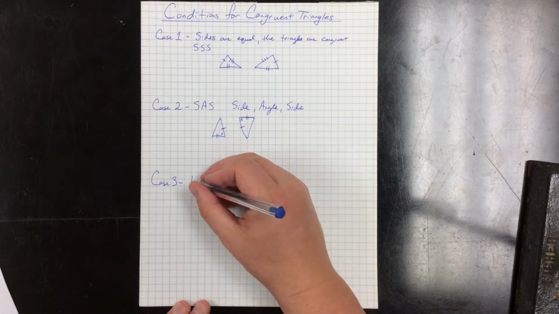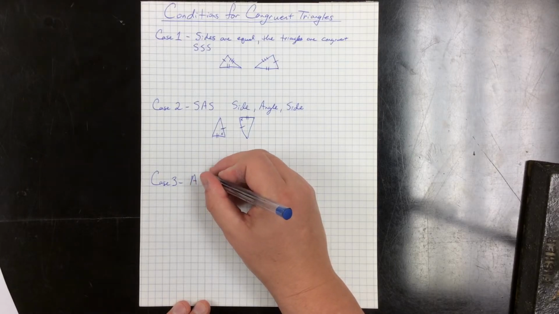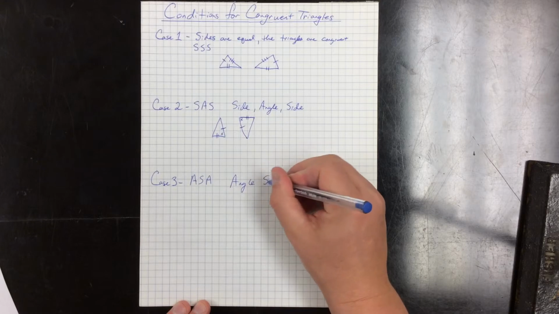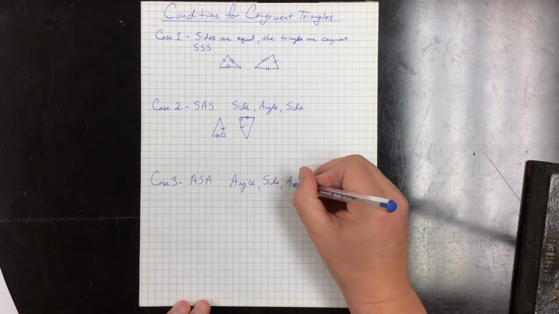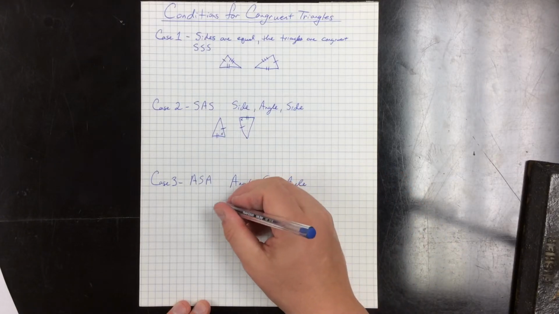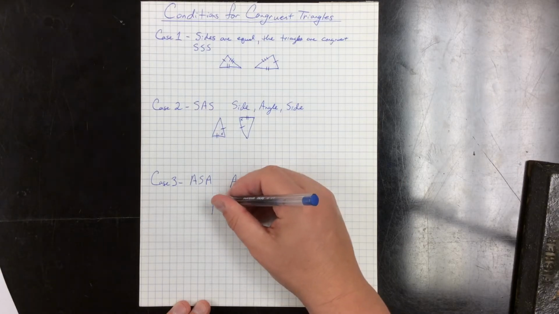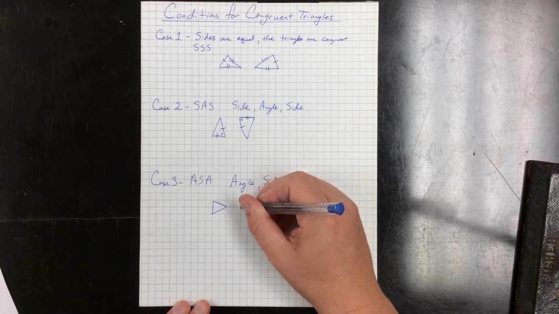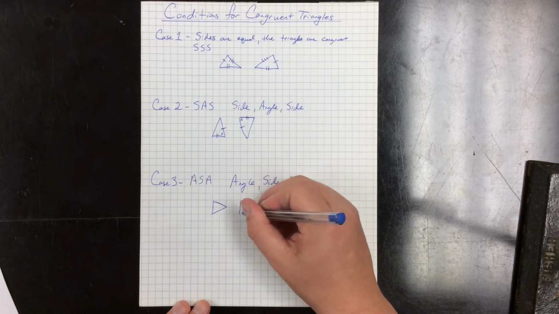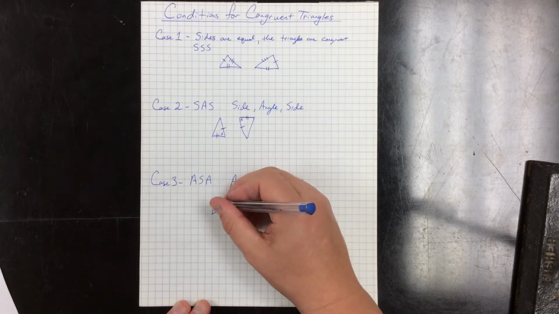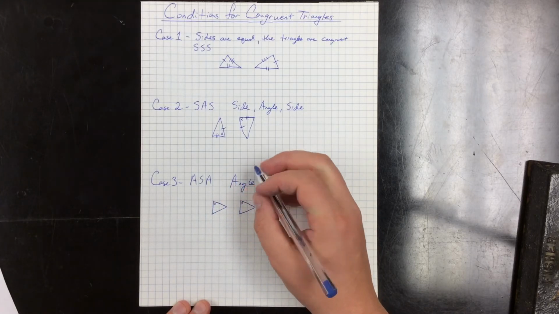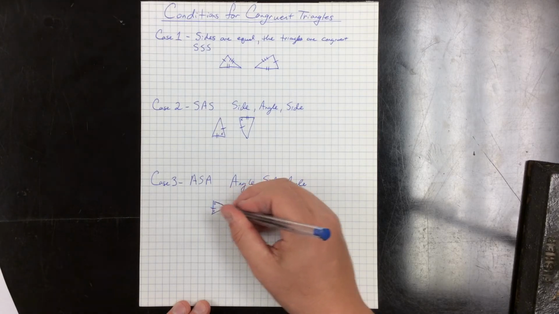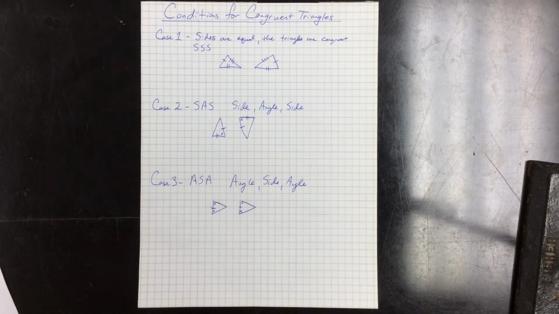And the final is angle, side, angle. So if I have an angle that's congruent, then I have a side that's marked as congruent, and in another angle, the triangles are congruent.